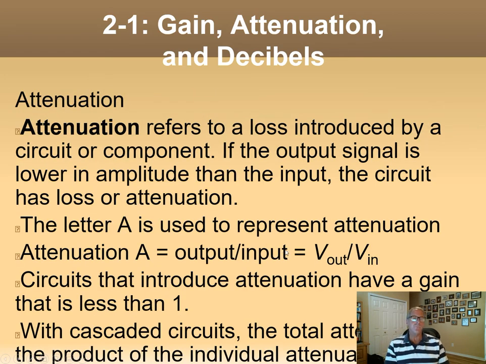Now, attenuation is when you actually lose gain, a negative gain or fractional gain. So you actually lose signal amplitude. And that's important sometimes. Sometimes you need to attenuate signals. For example, the front end of an RF receiver can saturate very easily if the transmitter is very close. So you add some attenuation in there so that doesn't happen.